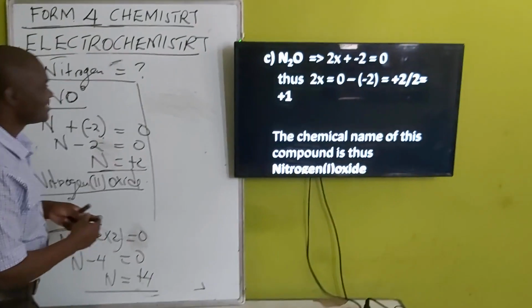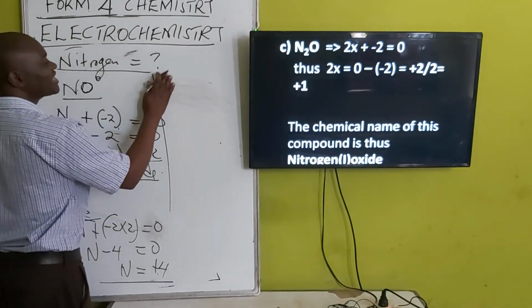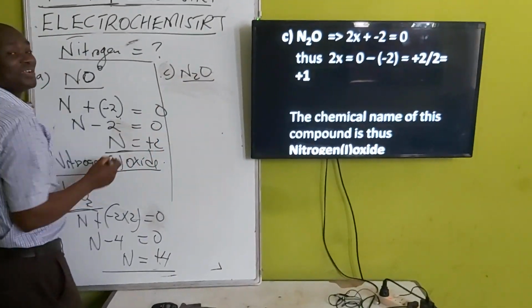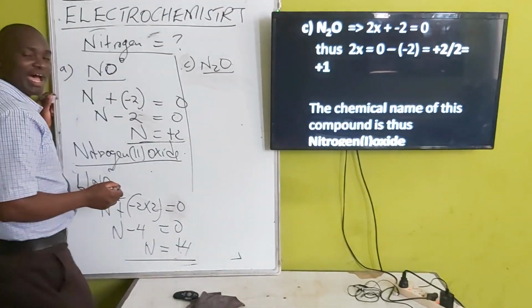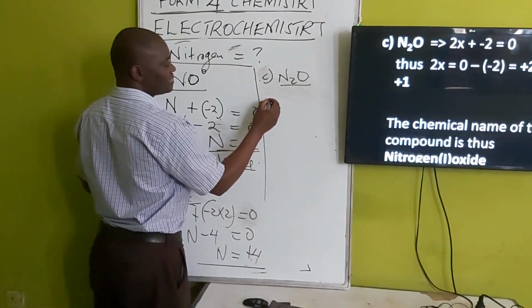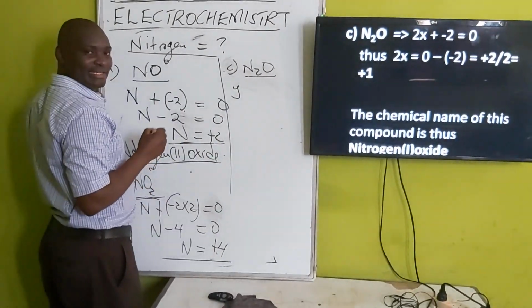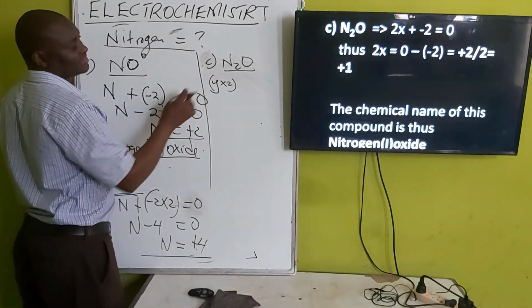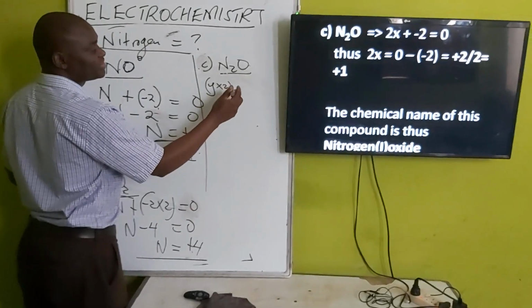Then in Form 3 we also came across this compound here, nitrogen and its compounds. So nitrogen we don't know. Let us say nitrogen is Y. How many are they? There are 2 nitrogen atoms, so we multiply by 2.